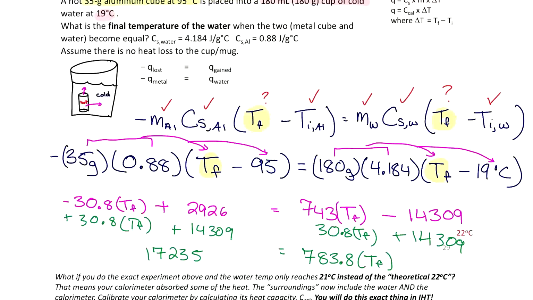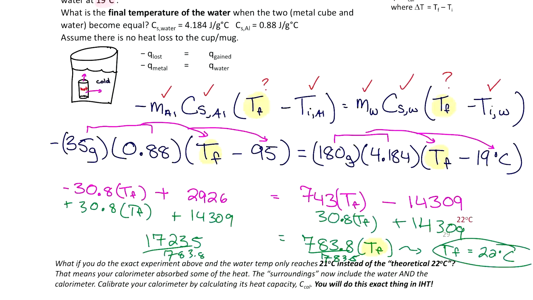So then to isolate that variable, if you're not following along, maybe swap out TF with an X, just change it to X and solve for X. Maybe you'll see how this algebra comes together. This is probably one of the more complex algebra equations that we've done so far. Solve for TF by dividing both sides by 783.8, and then we get that your final temperature is equal to 22 degrees Celsius if you divide those two numbers.